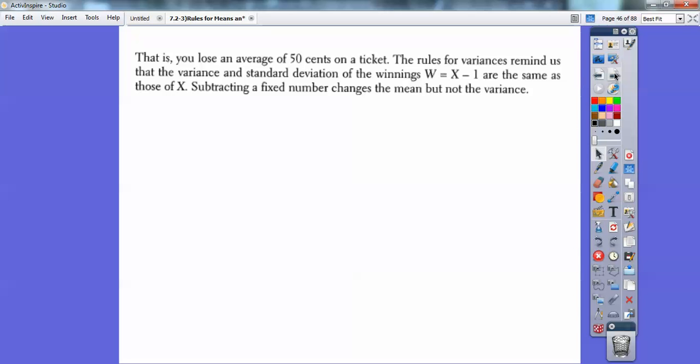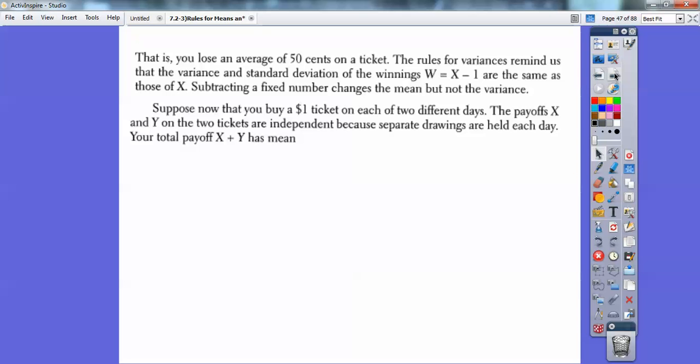The rules for variance remind us that the variance and standard deviation of the winnings W equals X minus 1 are the same as those of X. Subtracting a fixed number changes the mean, but it doesn't change the variance. Your variance stays the same when you add or subtract; only your mean adds or subtracts 1. Okay, so suppose now that you buy a dollar ticket on each of 2 different days.